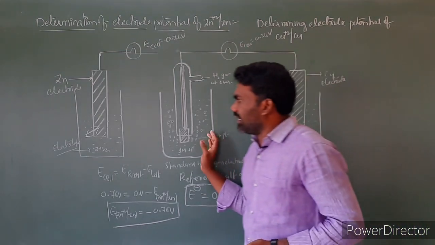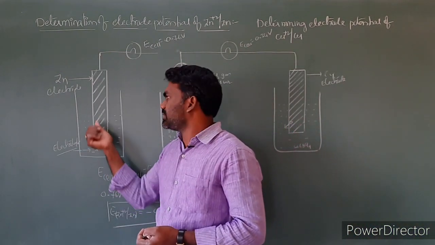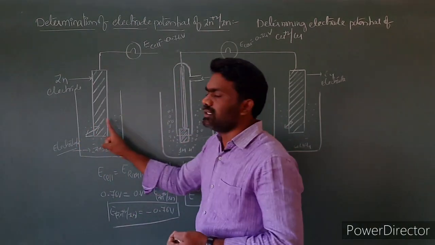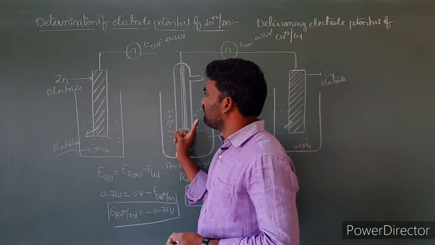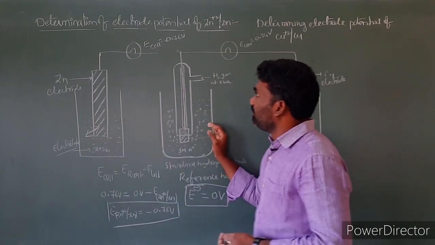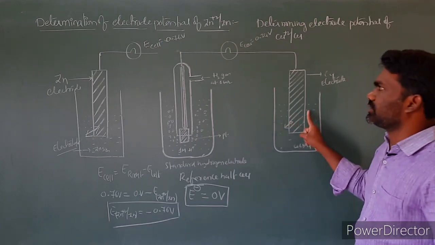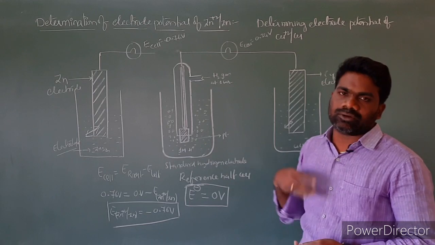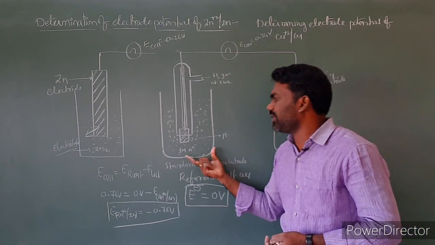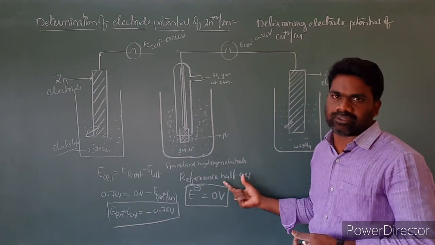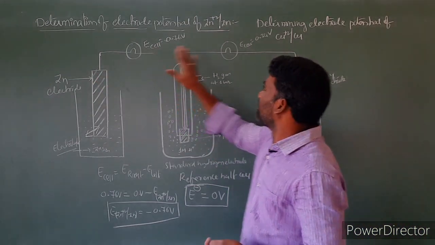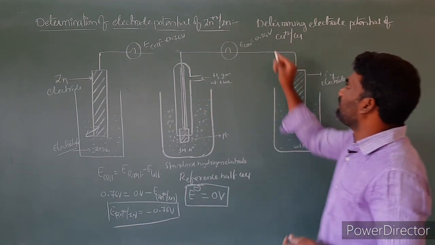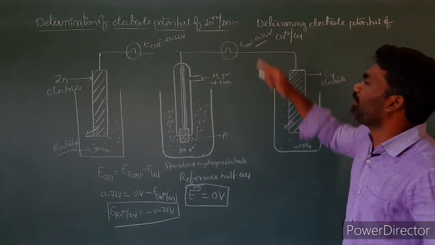In the previous case, I wanted to find the electrode potential of the zinc electrode, so I connected the hydrogen electrode to the zinc electrode. That means this half cell was connected to that other half cell. Now I want to find the electrode potential of copper, so I am disconnecting here. In any case, if you want to find the electrode potential of any element, we can take the standard hydrogen electrode as the reference electrode. Then I connected the hydrogen electrode to the copper, and the cell potential I found is 0.34 volts.